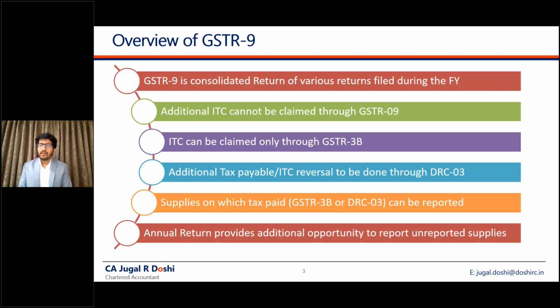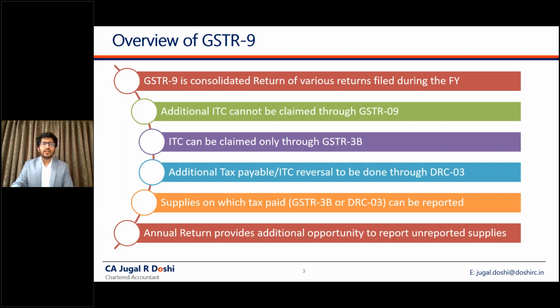Annual return just gives an additional opportunity to report these transactions which were not reported in 3B or GSTR1, and tax on which is paid through DRC03. So tax payment and annual return are not correlated to each other. Any additional tax to be paid should be paid through DRC03. Any additional ITC set off to be taken or output liability to be reversed should be done through GSTR3B only.